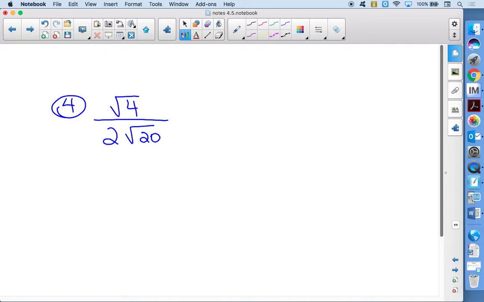All right, so I want to do 2 problems with you, and then the rest of the period is yours. But just to get you a little bit of a head start, look at number 4: the square root of 4 divided by 2 times the square root of 20. What's one thing you could do with this right now? Simplify. Simplify the square root of 4, so the 4 becomes 2. And then Luke, what else can we do? You can reduce the 2s. If we reduce them, what number's left on top? 1. Good.